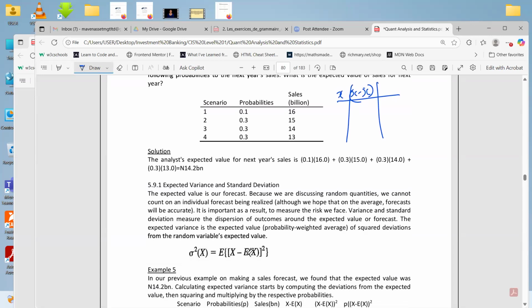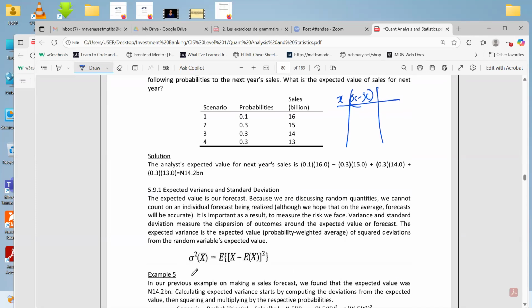Okay, so let's look at example number 5. Please read for us. In our previous example on making a sales forecast, we found out that the expected value was 14.2 billion naira. Calculating the expected variance starts by computing the deviations from the expected value, then squaring and multiplying by the respective probabilities. Good. So the expected value here is the same as our arithmetic mean, used in this term as expected value based on the probabilities.